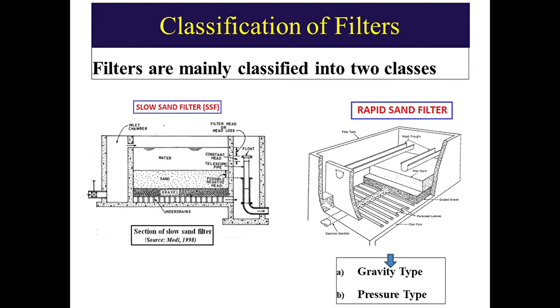Rapid sand filter is again classified into two groups. One is the gravity type filter, second is the pressure type filter.